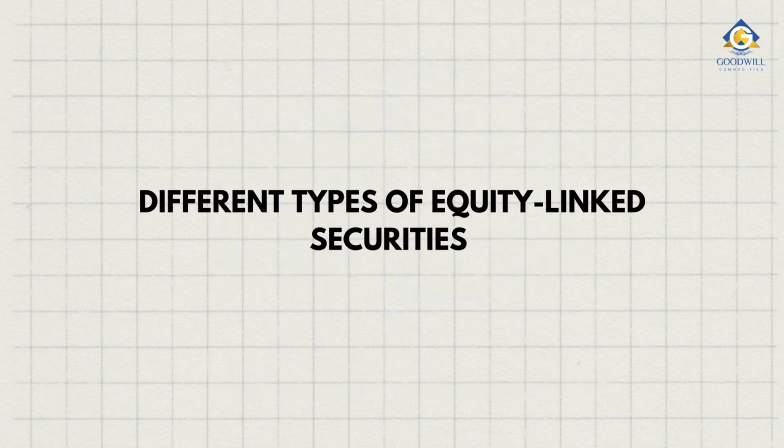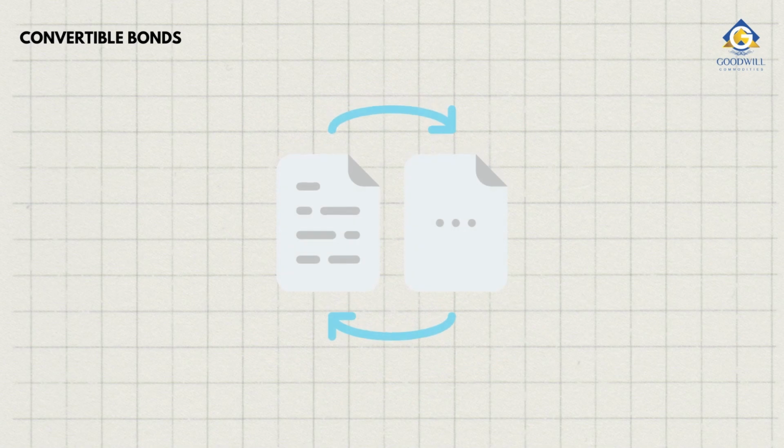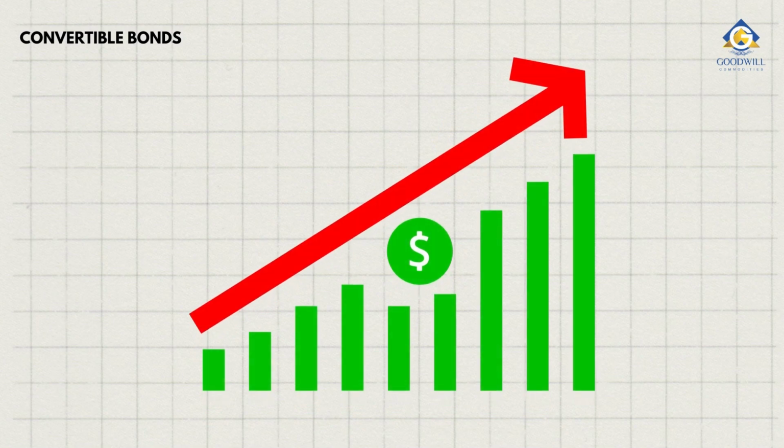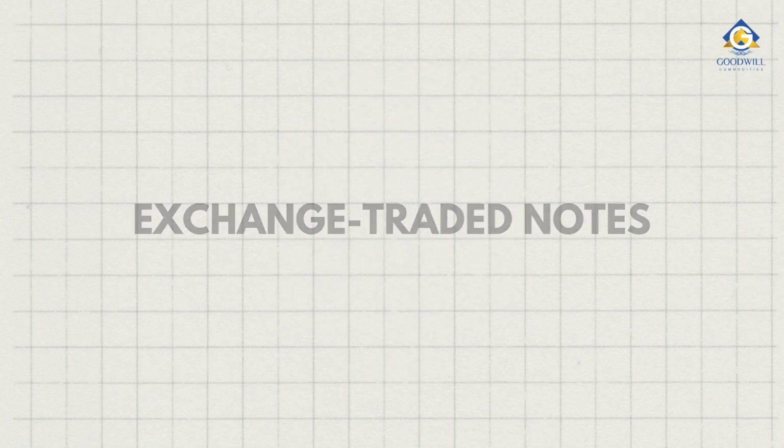Now, let's dive into the different types of equity-linked securities you might encounter. Convertible bonds. These are bonds that can be converted into a company's common stock at a predefined conversion ratio. This means that if the stock's price increases, the bondholder can convert their bonds into shares.